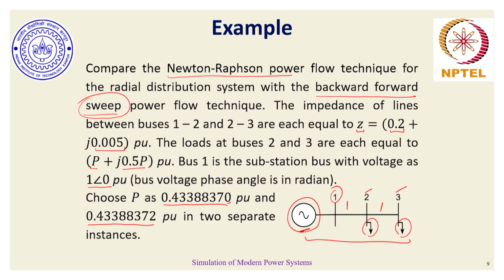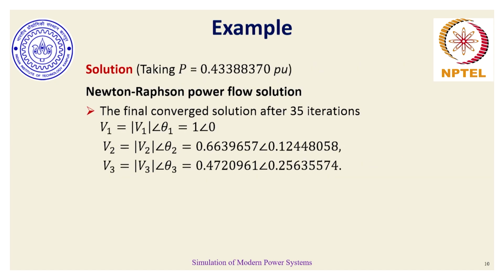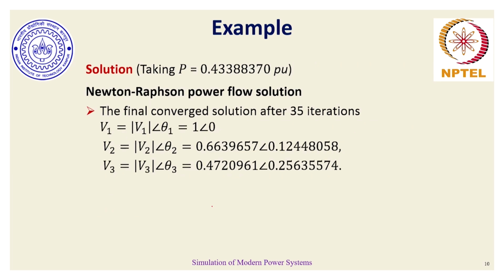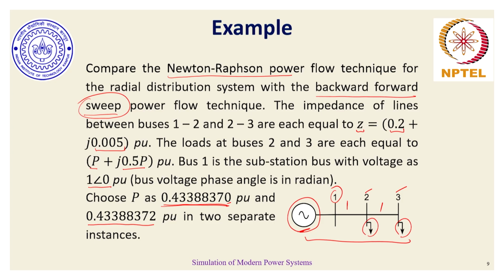The word sweep here comes from the fact that we are traversing or sweeping from lower end buses to upper end buses and then sweeping forward from the upper end bus voltages to the lower end bus voltages. So at this first P value, if we were to do Newton-Raphson power flow with the polar version in consideration, the process remains the same. Both bus 2 and bus 3 are PQ buses. Bus 1 acts as the angle reference bus or slack bus.